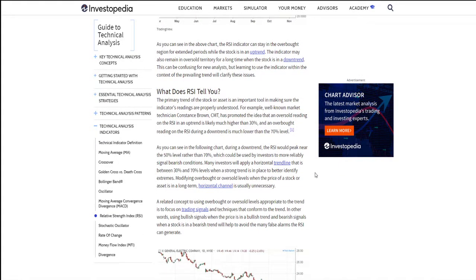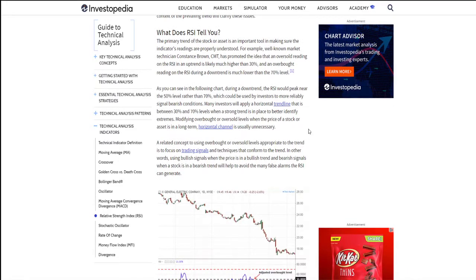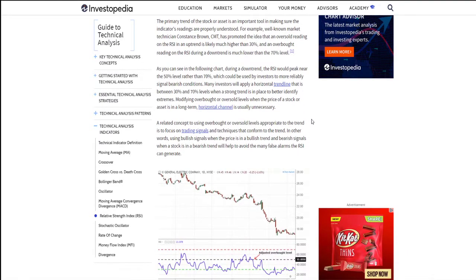So not only looking at the price going up, the price going down, what does it tell you? The primary trend of a stock or asset is an important tool used to indicate readings are properly understood. For example, a well-known market technician promoted the idea that oversold on the RSI is likely higher than 30%, and overbought is lower, at 70%. And you can see in the following chart, during a downtrend, the RSI would peak near 50% rather than 70%.